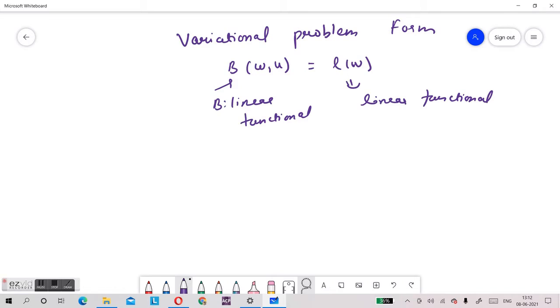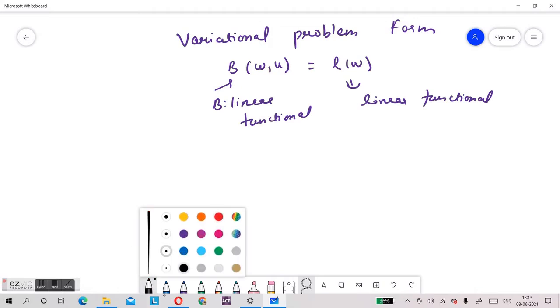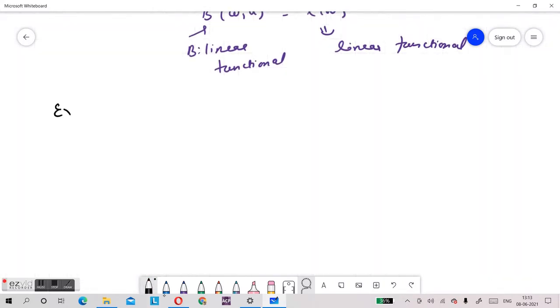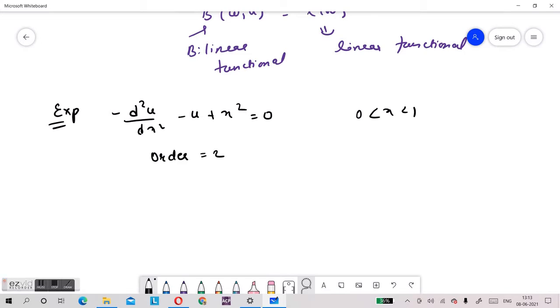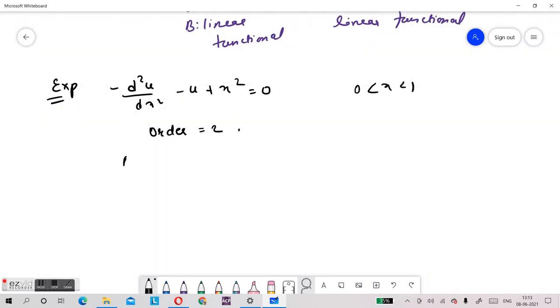So let's just take an example. The example is minus d square u over dx square minus u plus x square equals to 0. Here x lies between 0 and 1. The order of the equation is second order and you don't need to worry about the degree over here. The boundary conditions given are u(0) equals to 0 and u(1) equals to 0. So this is the boundary condition given. So let's just solve it.